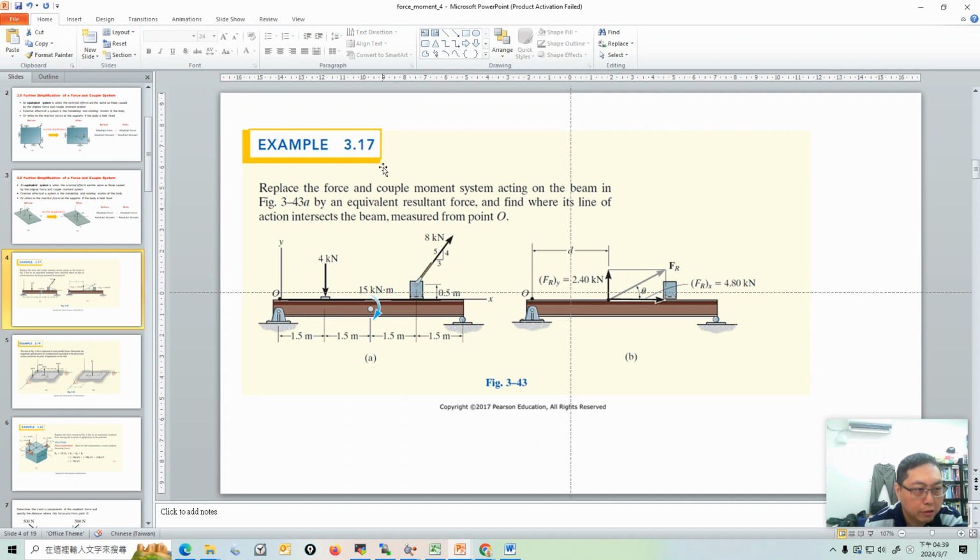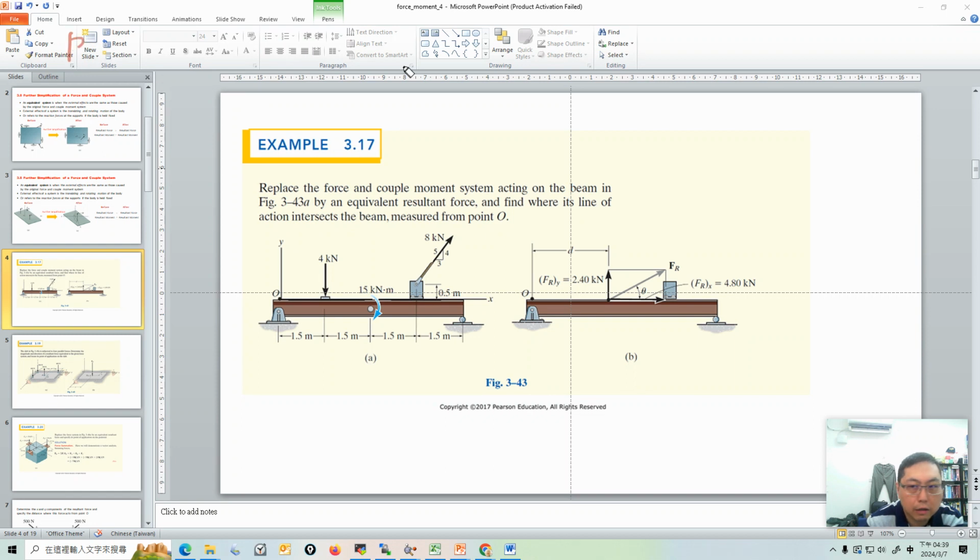So let's start with example 3.17. First of all, we calculate the resultant force and resultant moment before simplification. Okay, let's change the color.